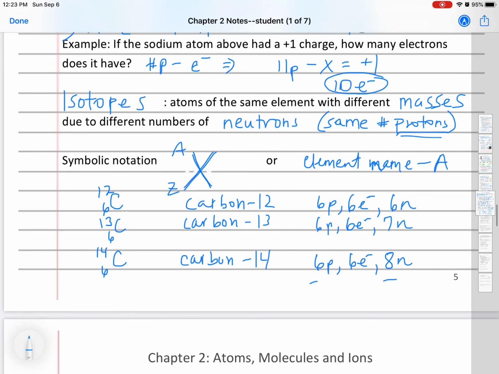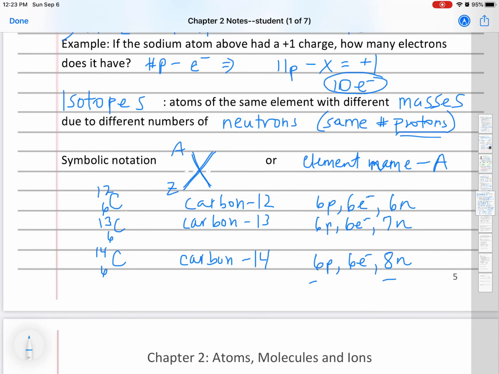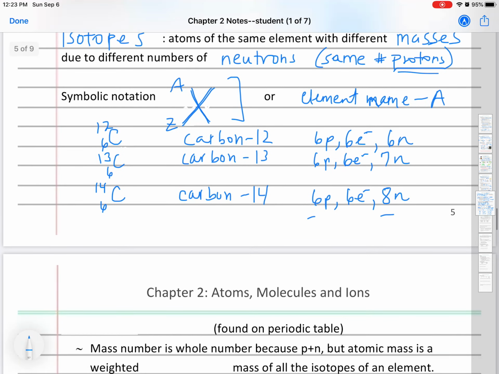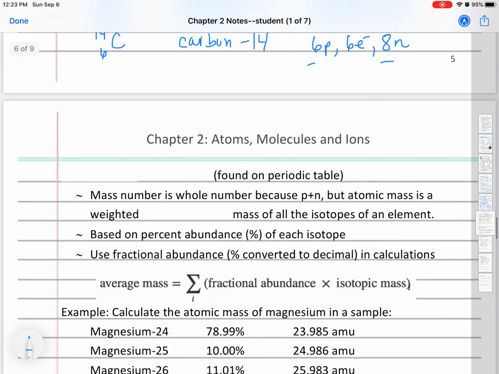Alrighty, so there might be some questions asking you about different isotopes and how many protons, neutrons, and electrons they have, and/or how to write things in symbolic notation. So those are going to be things that you're going to practice until you become proficient with.